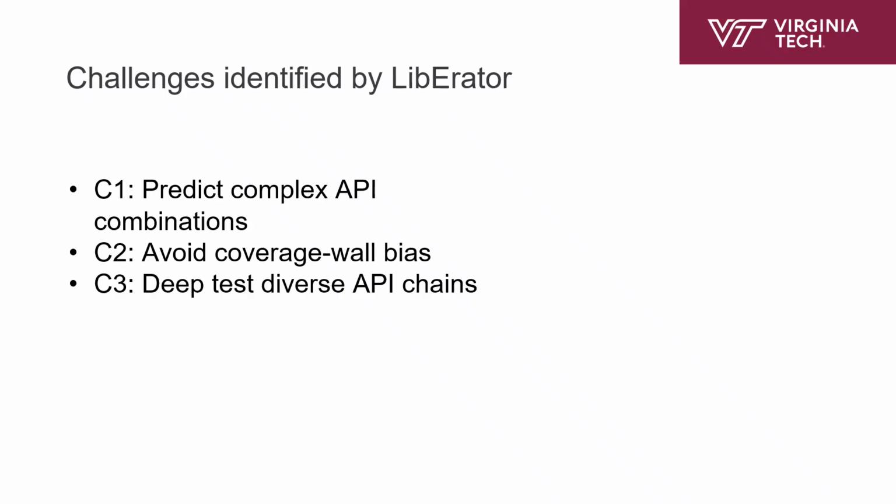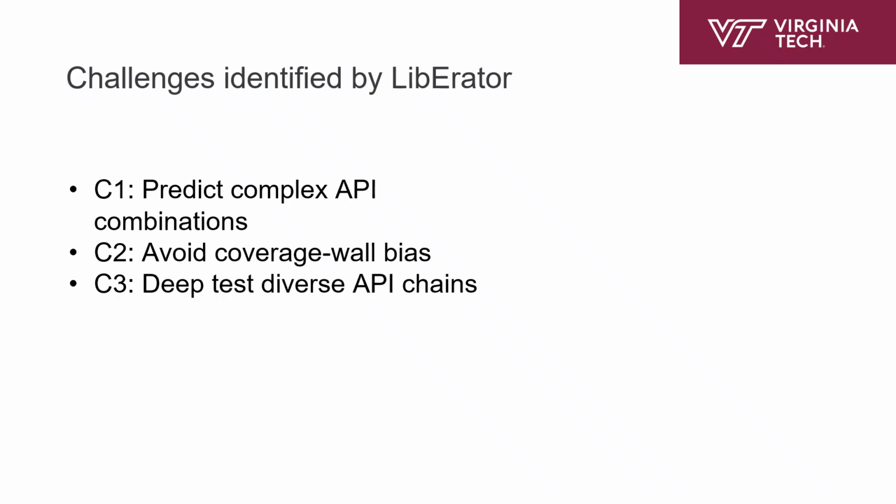So there are three main challenges that Liberator identifies. C1, or challenge 1, is predicting complex API combinations. There are many different ways that an API can interact with itself in a library, especially a sufficiently large library. And being able to know how this API can interact with itself in a valid way is important.